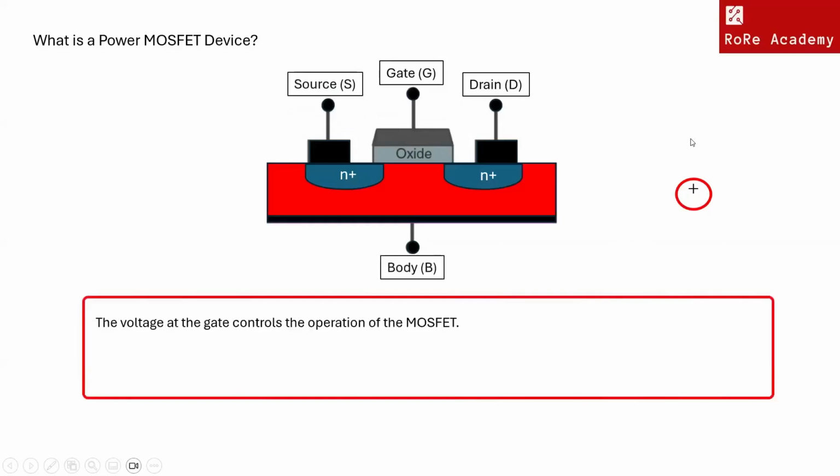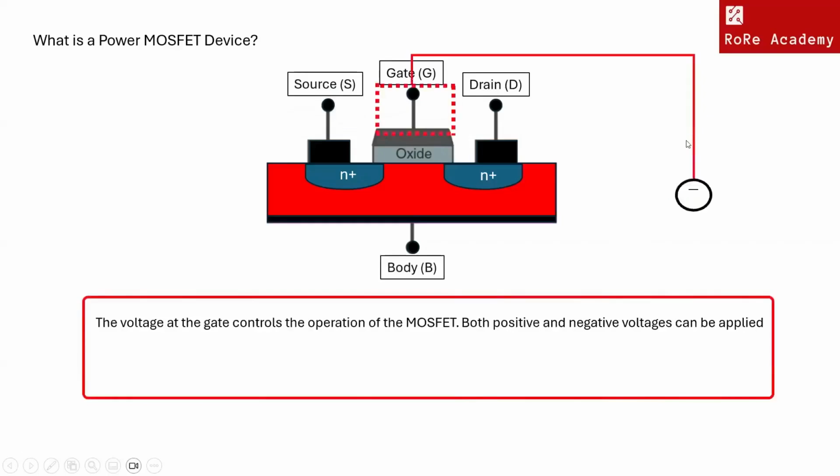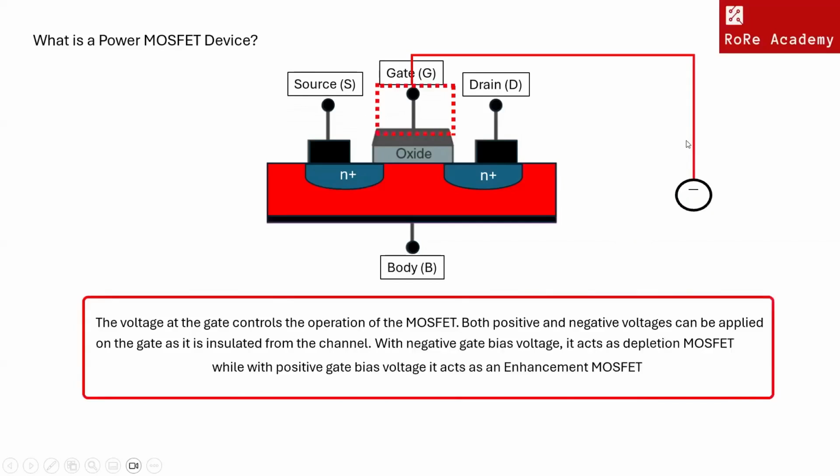The voltage at gate controls the operation of the MOSFET. In this case, both positive and negative voltages can be applied on the gate as it is insulated from the channel. With negative gate bias voltage, it acts as depletion MOSFET, while with positive gate bias voltage it acts as an enhancement MOSFET.